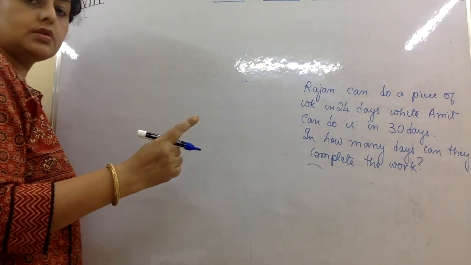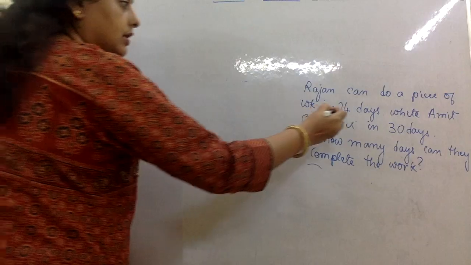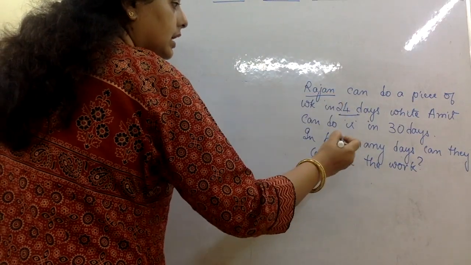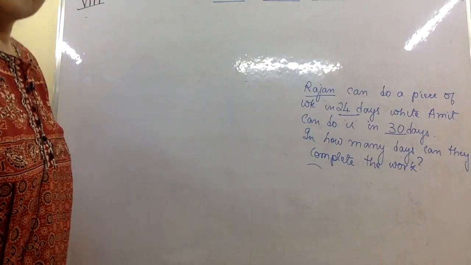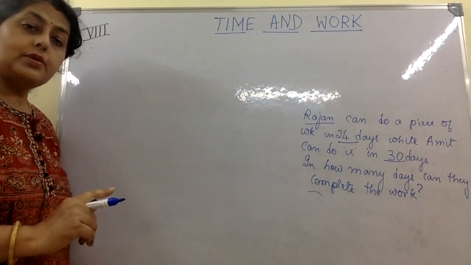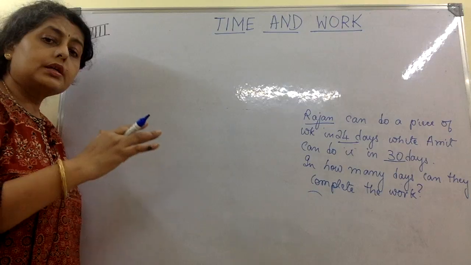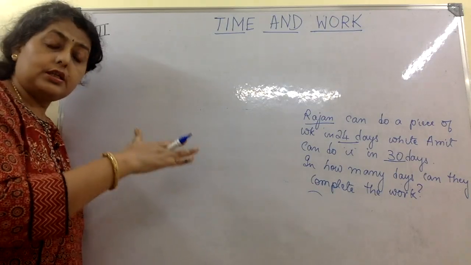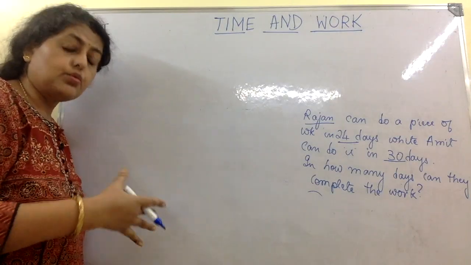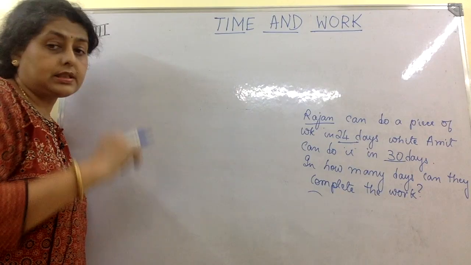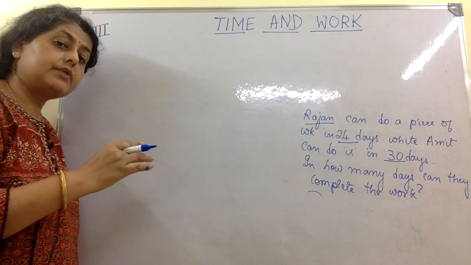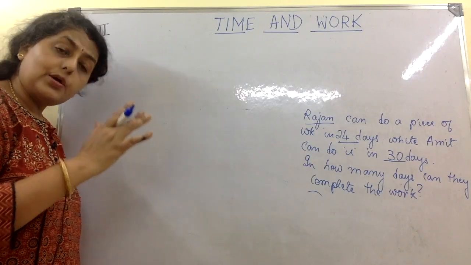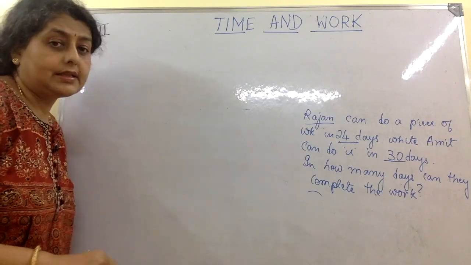Rajan can do a piece of work in 24 days. Rajan is one person and Amit can do it in 30 days. So both have their own capacities. Rajan is faster, of course, he is doing it in 24 days. Amit is a little slower, he is taking 30 days for the same work. How many days can they complete the work? That means if they are working together, in how many days will they complete the work?